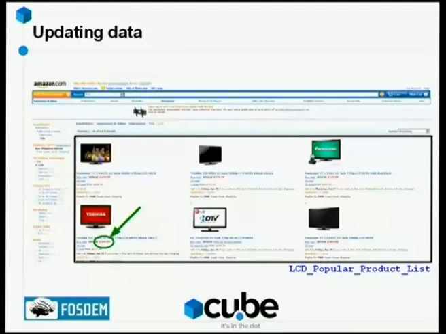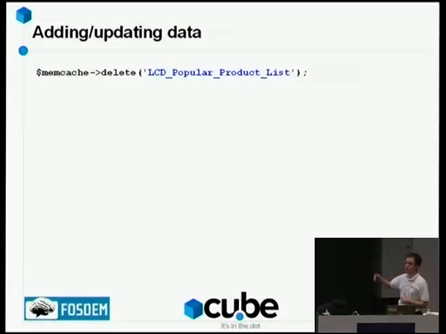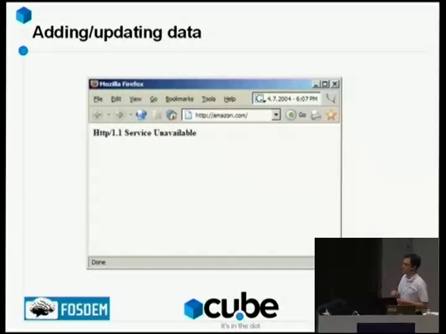Now what most people would do in this case to this object is say, Memcache delete LCD popular product list, because it's gone from the cache now. So the next user will get a cache miss, and he will run that query, which will automatically afterwards insert it back in the cache, and everything's good again. Except that, in fact, this is what's going to happen. Amazon's going to go down.